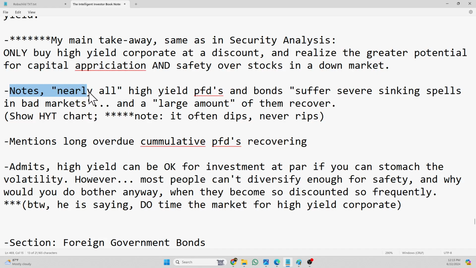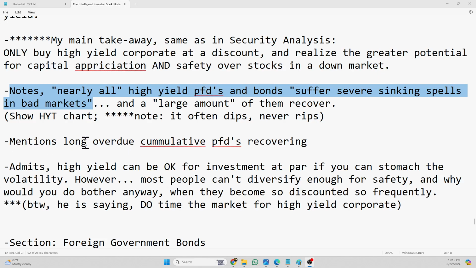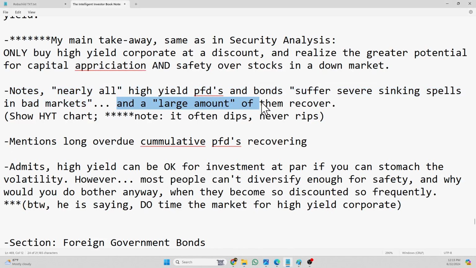So then we have notes. He notes that nearly all high-yield preferred shares and bonds suffer severe sinking spells in bad markets. So the point here is just to be patient for these things. Yeah, it pays 10% now, but when the market crashes and it pays 20%, 25%, 30%, 40%, that's the time to load up. And he says a large amount of them recover, so not all of them recover. And this is the part where I'm going to cover HYT and note how it often dips and never rips.